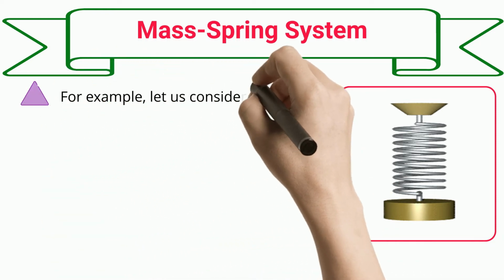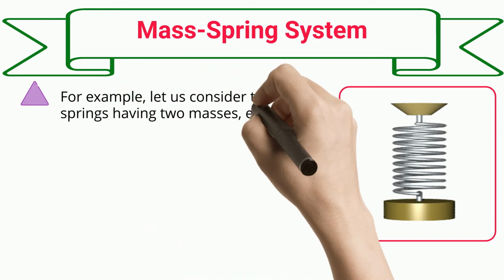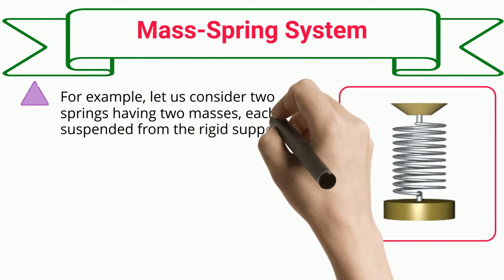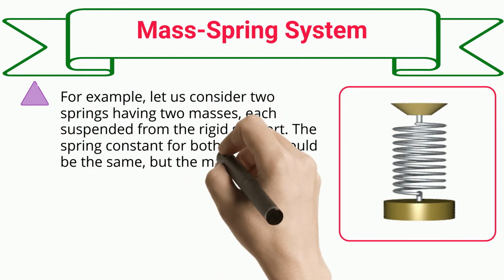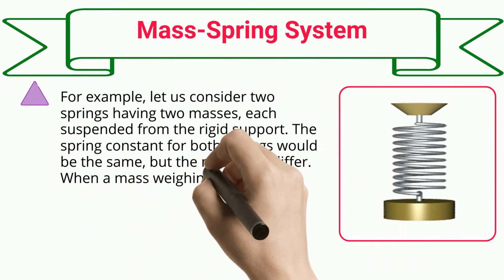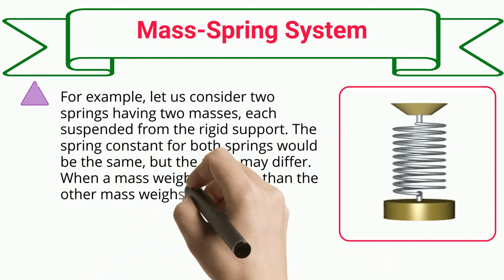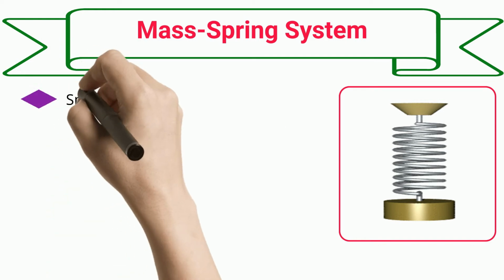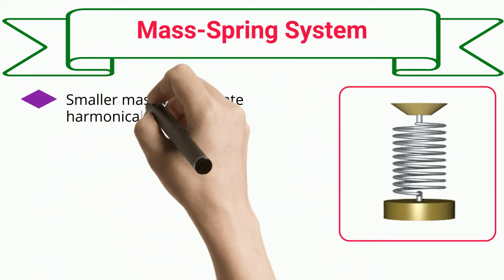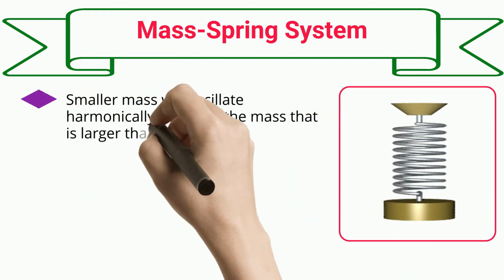For example, let us consider two springs having two masses, each suspended from the rigid support. The spring constant for both springs would be the same, but the mass may differ. When a lighter mass and a heavier mass are suspended, the period of oscillations varies. The smaller mass will oscillate differently from the larger mass.